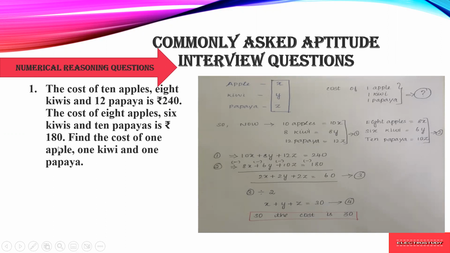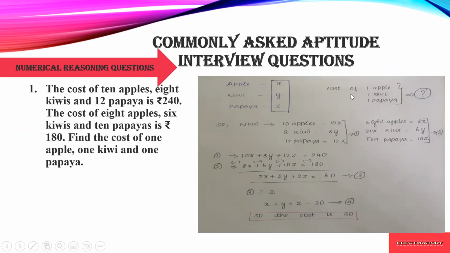So what is the next equation? The total is 180 here, and you have 8 apples, that is 8x, 6 kiwis, so 6y, and 10 papayas, so 10z. So now the equation is formed. Now you obviously know how to solve this. Put minus and solve these equations, so you will be getting 2x plus 2y plus 2z is equal to 60.